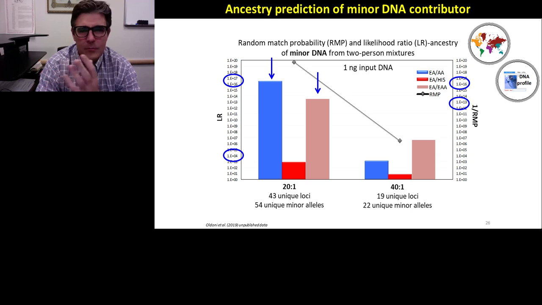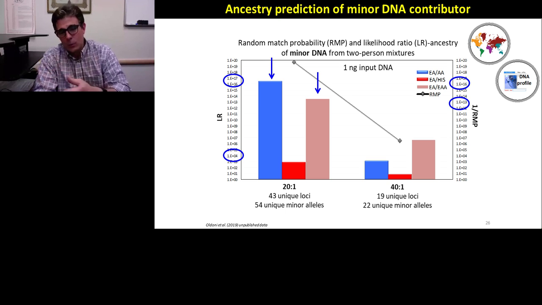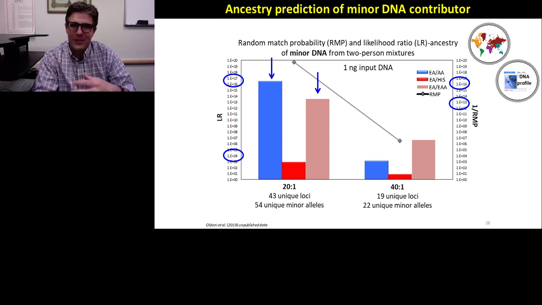So we're talking trillions of trillions. So it's a very, very high number. And this is for the minor contributor of the 20-to-1. For the minor contributor of the 40-to-1, that profile is around 1 in a million. So it's still pretty strong, although the ancestry information that we're getting out of the 40-to-1 is not as informative.